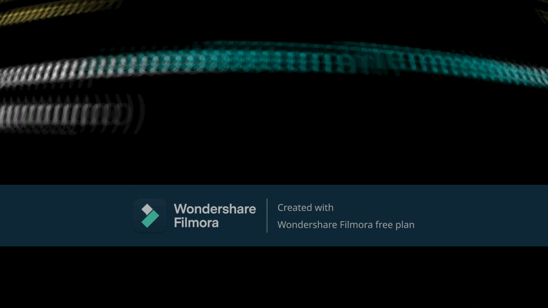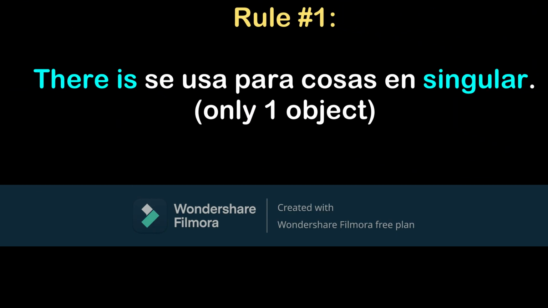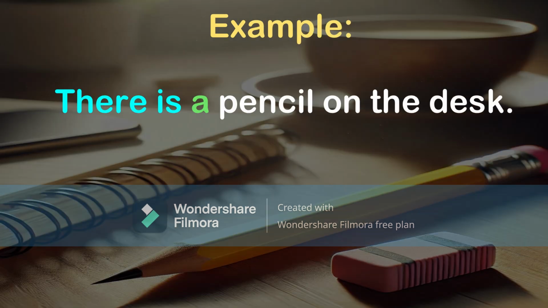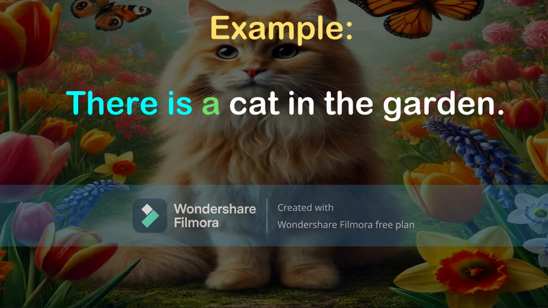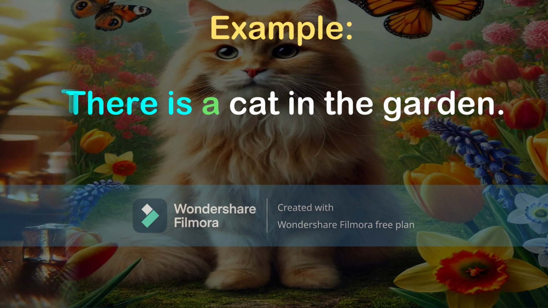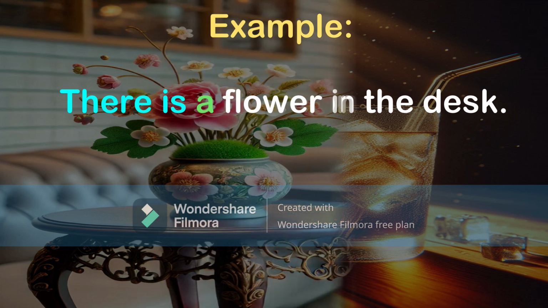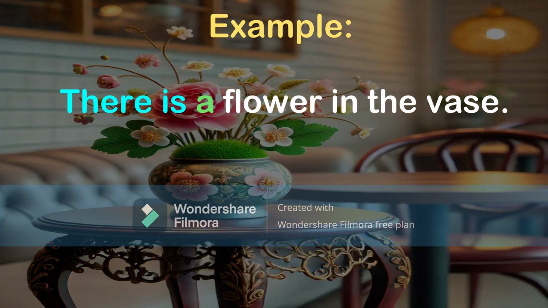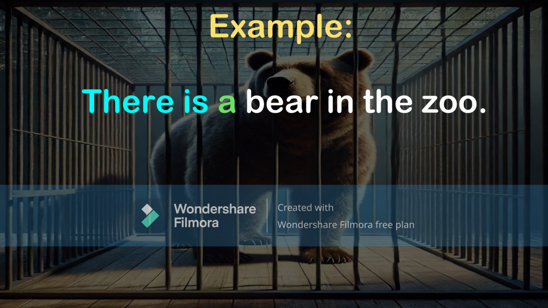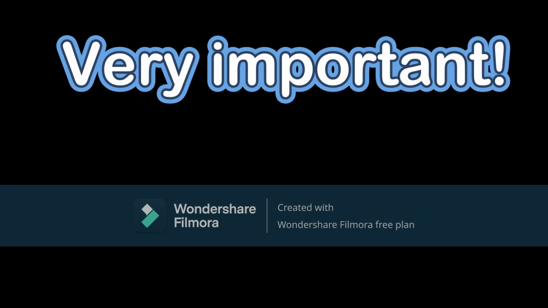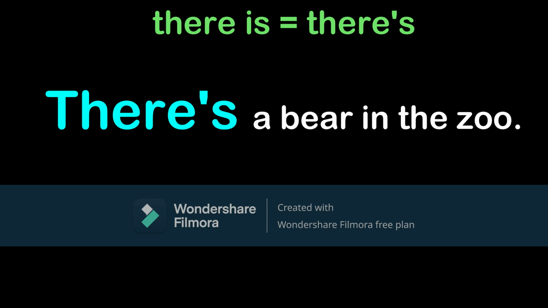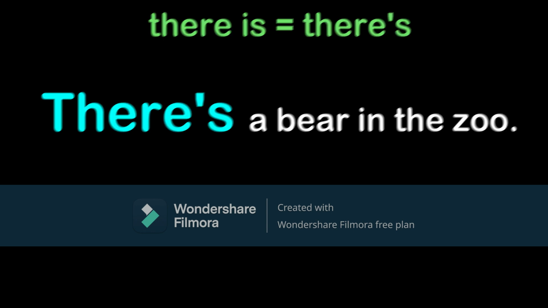So the first rule is understanding how to describe one single object. For example, there's a pencil on the desk. There is a cat in the garden. There is a glass on the desk. There is a flower in the vase. There is a bear in the zoo. Also, this is very important. In conversation, there is can be shortened to there's.